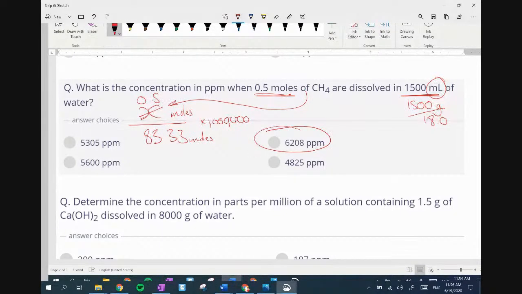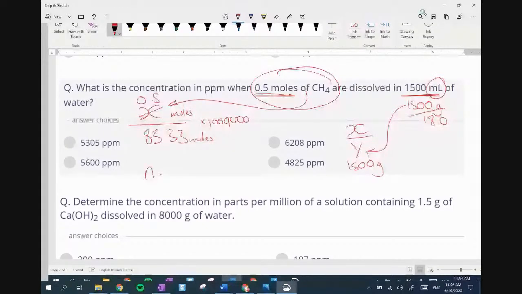Well, let's now run this as mass. So we want X over Y. We can insert the 1,500 grams there, and now I need to put the moles of methane into grams. Number of moles is grams over Mr, so moles times by Mr will give me grams. So 0.5 multiplied by what methane weighs. Methane is carbon 12.0 plus hydrogen 1.0 times 4, which equals 16.0. So times that by 16.0.